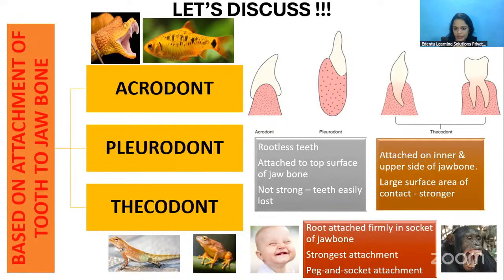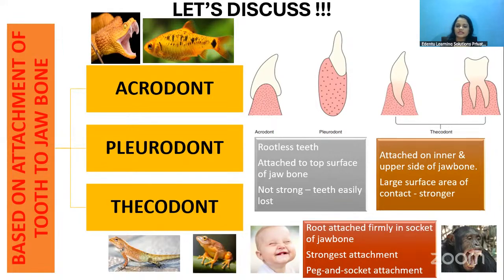Okay, so the area covered by the crown of the tooth is much larger when compared to the acrodont type. In pleurodont, the tooth is attached to the inner and the upper side of the jawbone like this. It has a larger surface area when compared to acrodont, so it is much stronger than acrodont, but not as strong as thecodont. Such types of teeth are usually seen in lizards or in amphibians. So that's about the pleurodont.